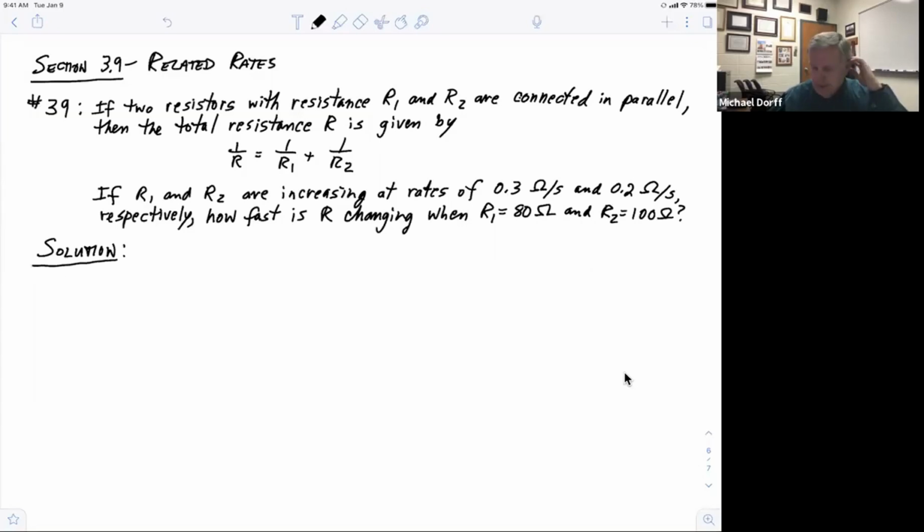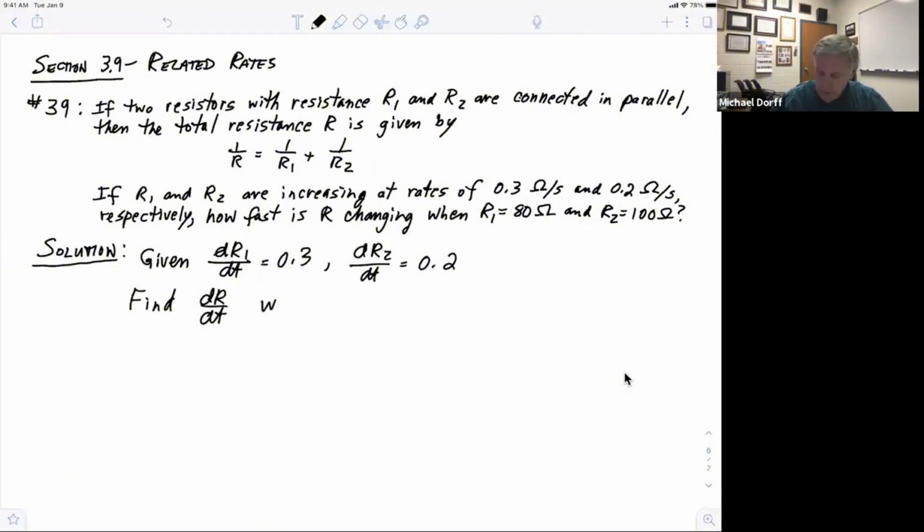One thing that's nice about this is you're given the equation, so you don't have to find the equation to do this. So let's see, what is given to us? We are given that dR1/dt is 0.3, and that dR2/dt is 0.2. And we're supposed to find dR/dt when R1 equals 80 and R2 equals 100.